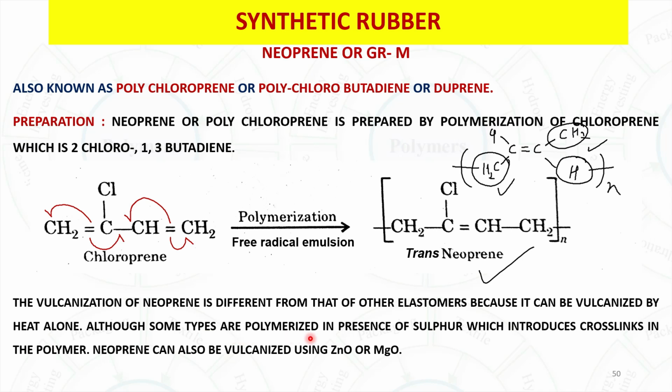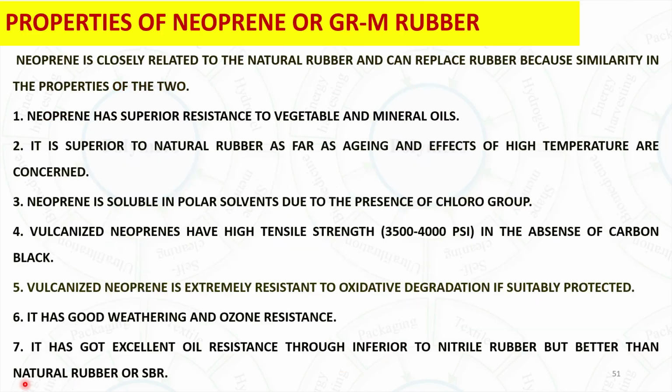Although some types are polymerized in presence of sulfur, which introduces the cross linking in the polymer as well. Neoprene can also be vulcanized using zinc oxide or magnesium oxide. This is different from the other two.